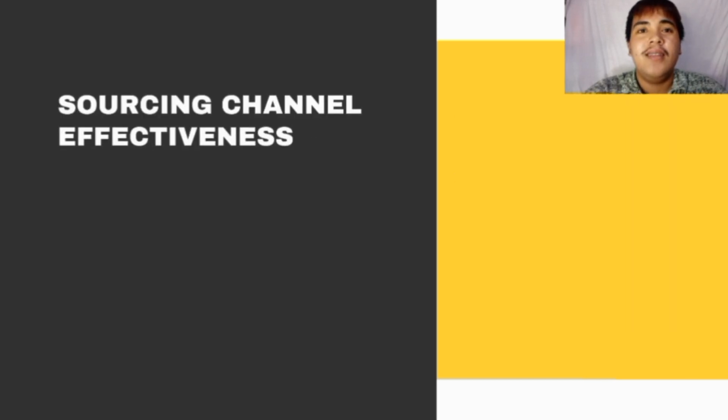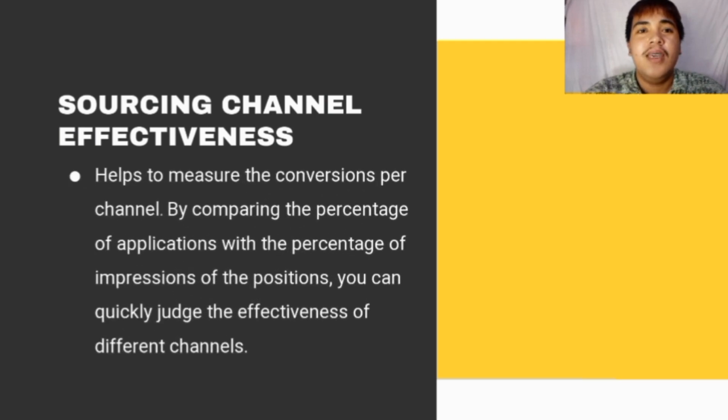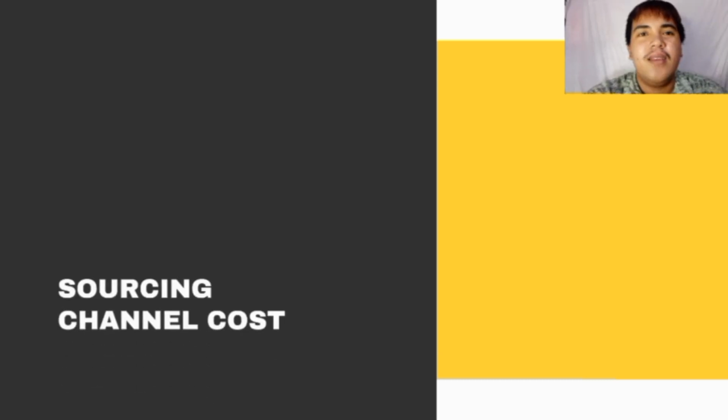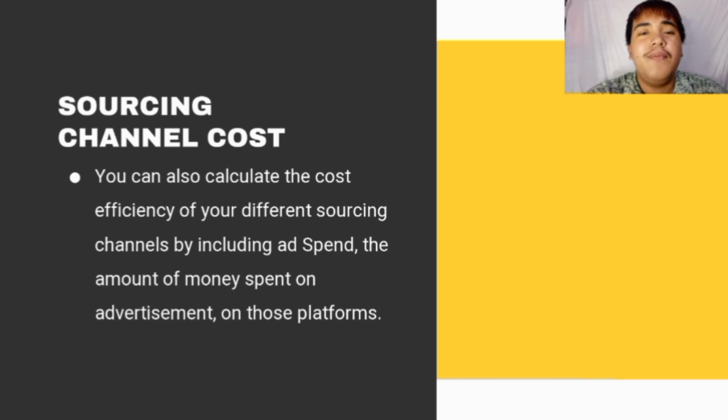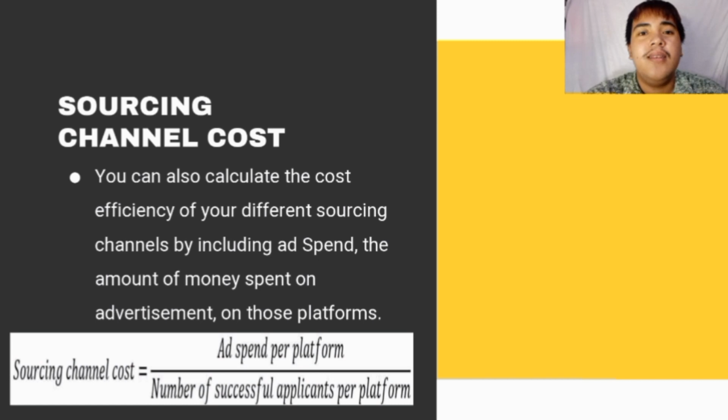Next is sourcing channel effectiveness. It helps to measure the conversion per channel. Sourcing channel cost is the amount of money spent on advertisement on those platforms. And this is the sample formula.